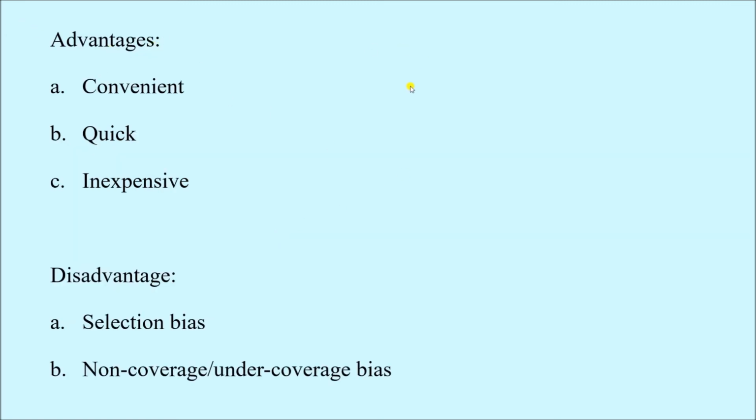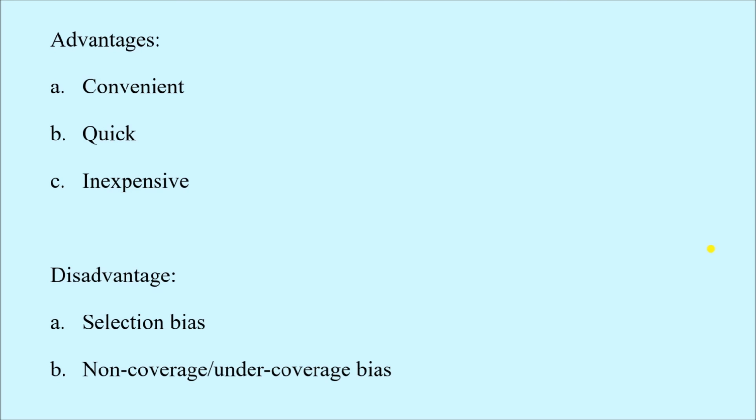Advantages of non-probability sampling: it is very convenient, because we do not have to do all the probability sampling or random sampling methods that we shall discuss in our future videos. They are very quick and also very inexpensive. They are very cost effective. But the disadvantage is selection bias, since not all the subjects or sampling units have an equal chance of being selected. And there is also the issue of non-coverage and under-coverage bias, which means maybe a particular segment of the population has a very low or even zero chance of being selected.